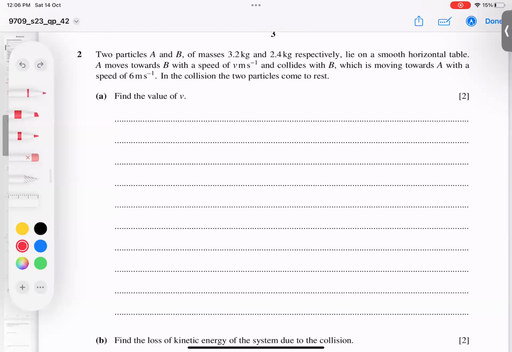So let's start question number 2. Two particles A and B of masses 3.2 and 2.4 lie on a smooth horizontal table, so there is no friction. A moves towards B. So what is the plan here? These are collisions we talked about before and after collision.